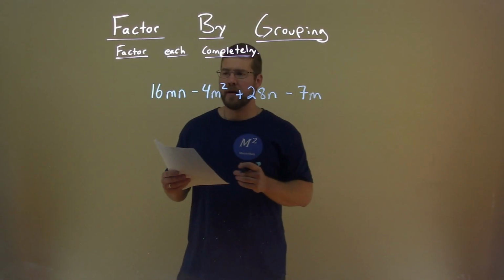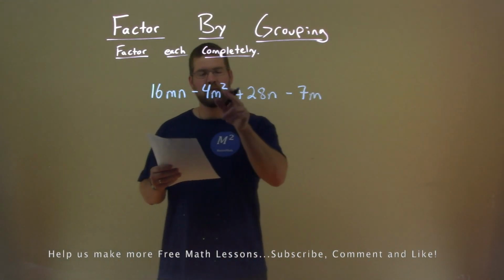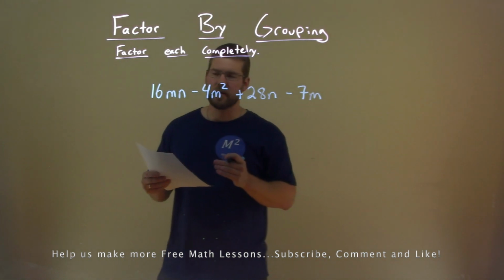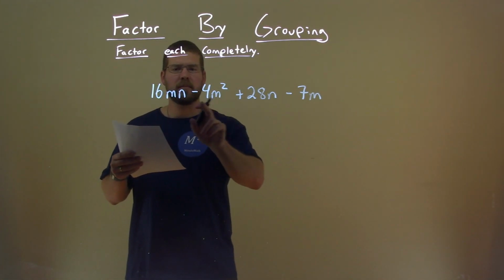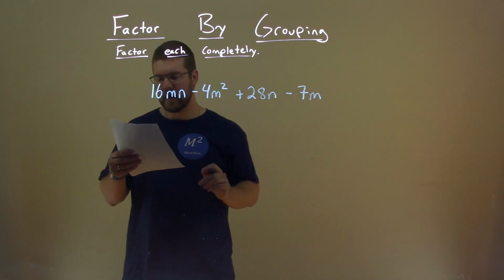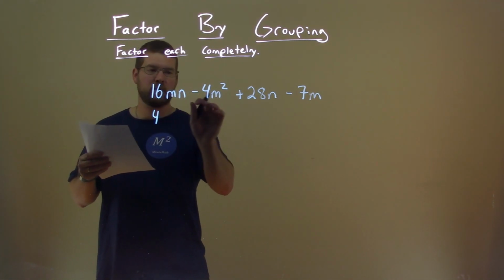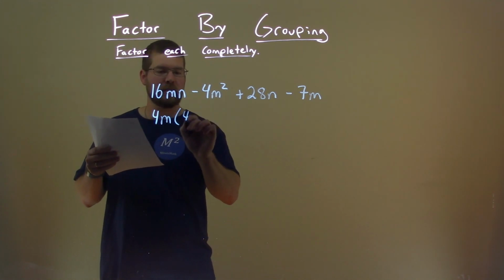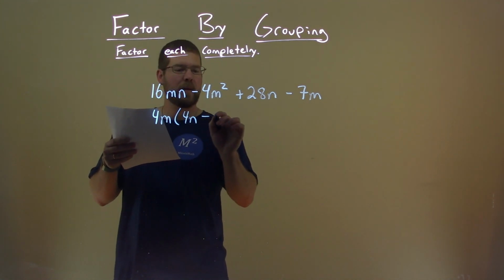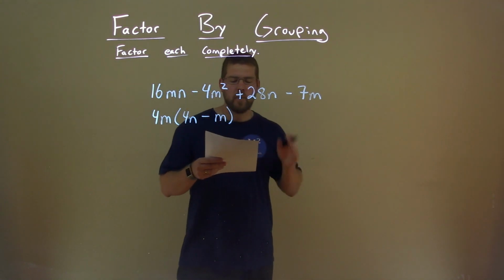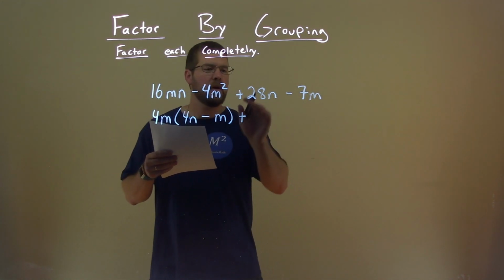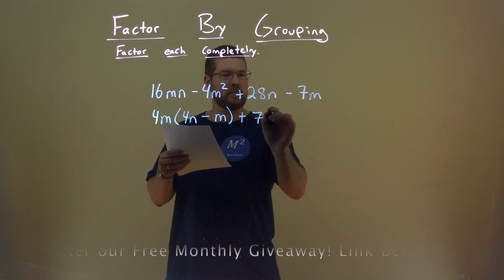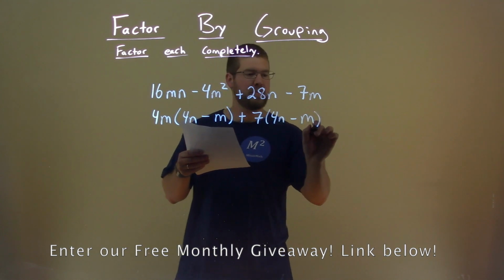We're given this problem right here, 16mn minus 4m squared plus 28n minus 7m, and we want to factor this completely. Well, notice the first two terms right here, 16mn and 4m squared. 4 goes into 16 as well as 4, and both of them have an m in it. We pull that out and we're left with, the first part just has a 4n, the second part is just 1m, so we have minus an m here. We're going to do the same thing with the second part. Well, 28 and 7 both have a 7 in it, we pull out a 7, and we're left with just a 4n minus m here.